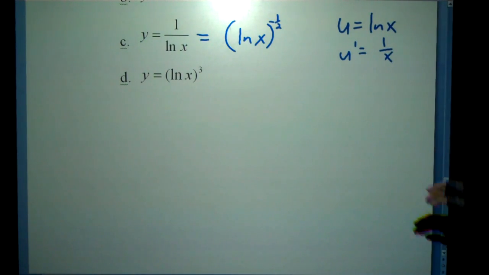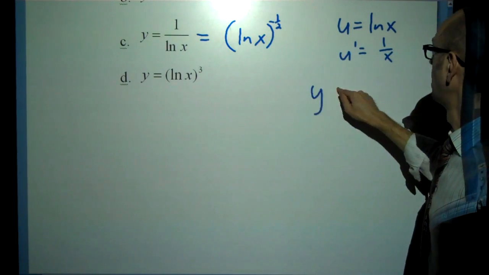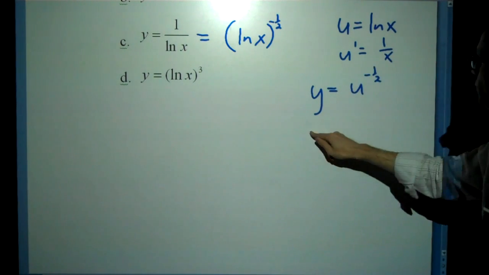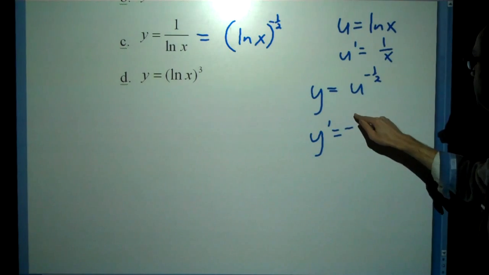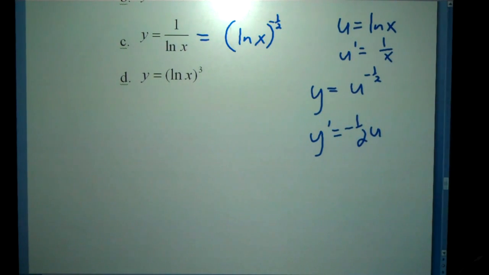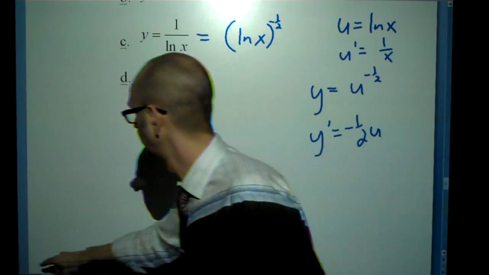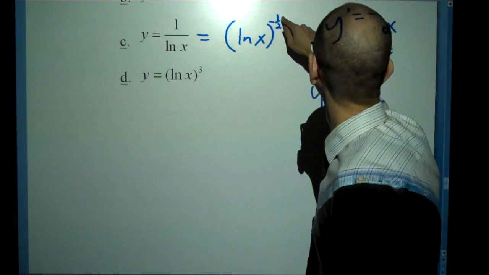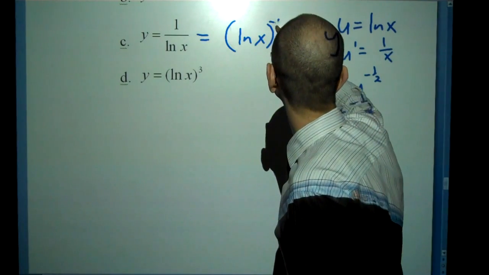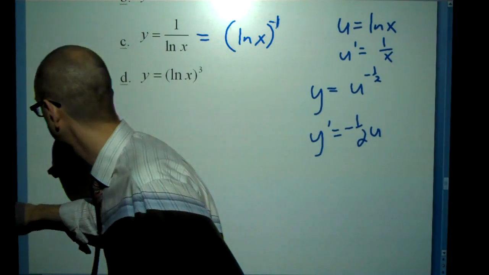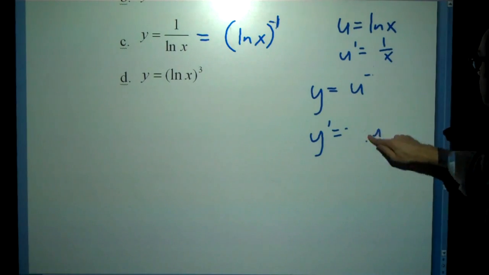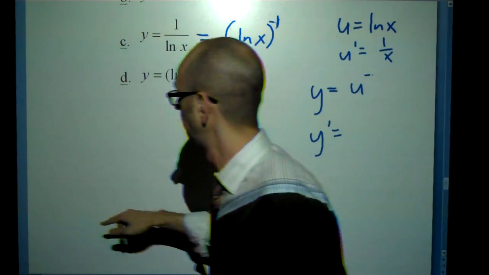And let's look at the big picture. The big picture is y is equal to u to the negative 1/2 power. The derivative of that is going to be equal to negative 1/2 u, I'm sorry, there's no 1/2 involved in this one. Let's start once again. So this is just to the -1 power. I'm sure you already corrected me on that. Which will make this problem a lot easier.